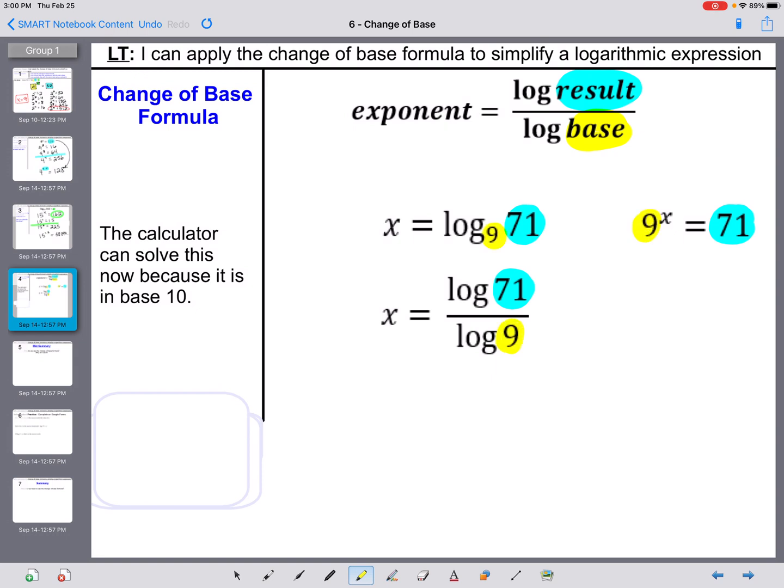Now, I suggest turning every log equation into an exponential first because it's easier for you to see the base and the result that way, and it's also easier for you to solve it if it is an easy question that you know the exponent for. In this case, we don't know the exponent, so that's when we use the formula. So we have log of 71 divided by log of 9.